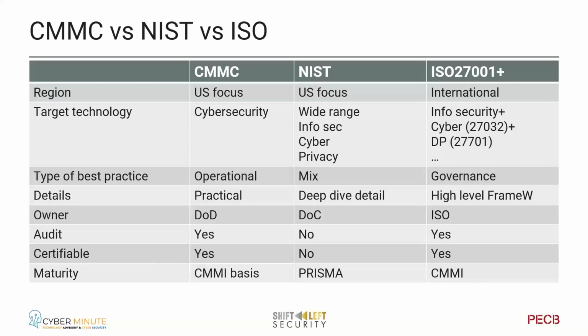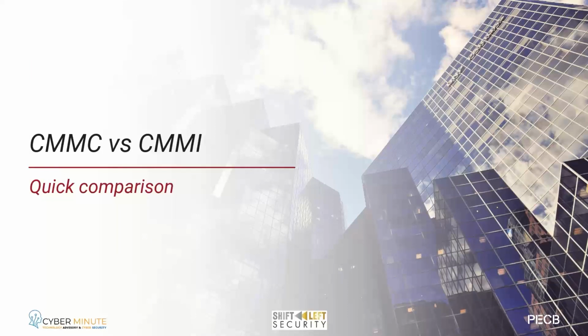Again, a very important difference is the audit and certification. The CMMC and the ISO standards, specifically the 27000 and 27701, are certifiable, while most of the NIST standards do not have an audit program and certification program in place, right? Very quickly, and then handing over the technical stuff to Erwin.